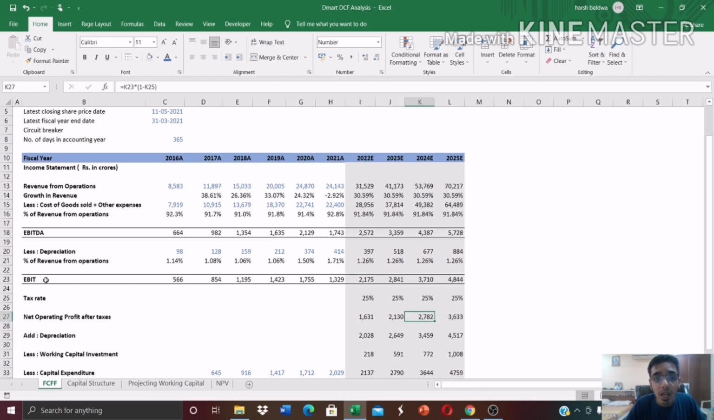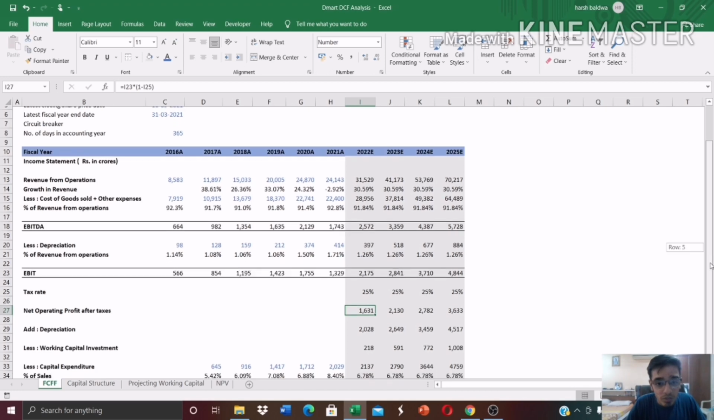Note that we have not removed the interest component, that is the I component in EBIT, because we are calculating free cash flow to the firm and not free cash flow to the equity. Okay, there's a difference. So that's why we'll not be removing the interest component. The firm includes the creditors as well as the equity holders, so we should not subtract the interest component.